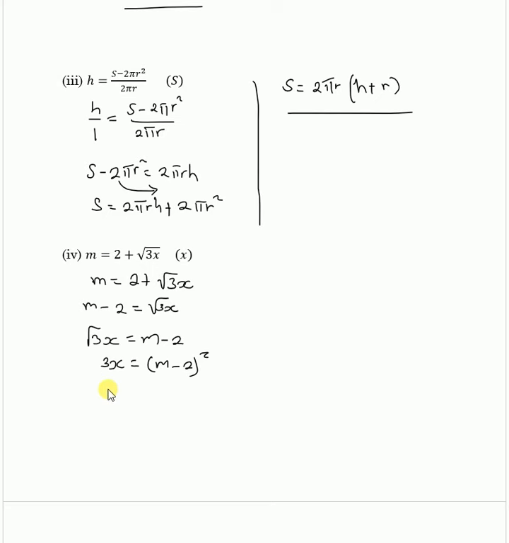And to get x alone now, because this one is multiplying with x, we shall divide. So I shall have 3x divided by 3 equal to m minus 2, the whole chunk squared, divided by 3, such that when this one goes with that, I have that x is equal to m minus 2, close the bracket, square that, divided by 3. That is x as the subject of the formula.